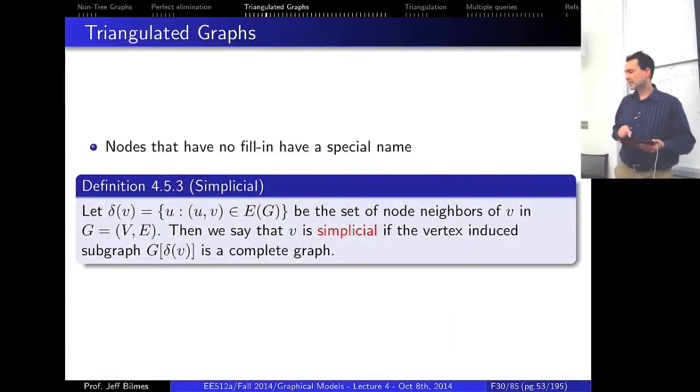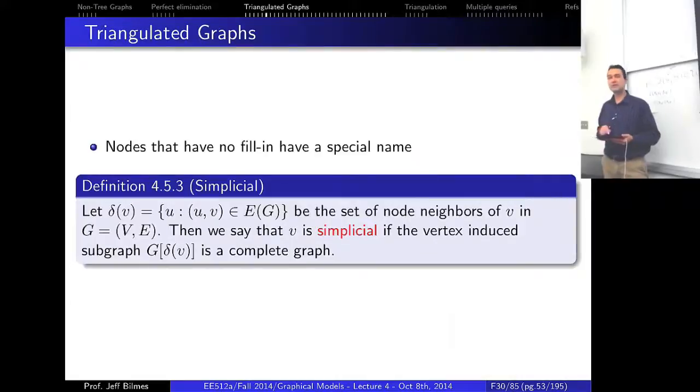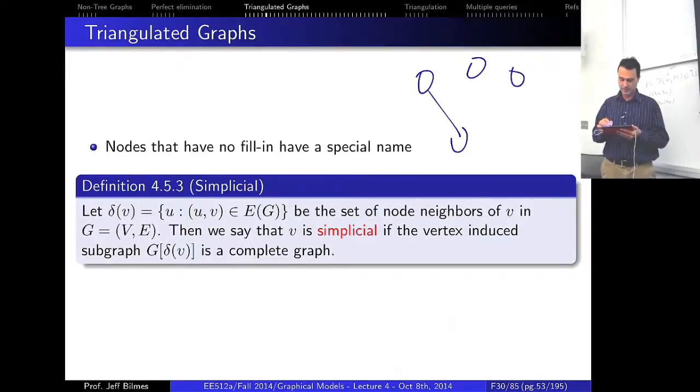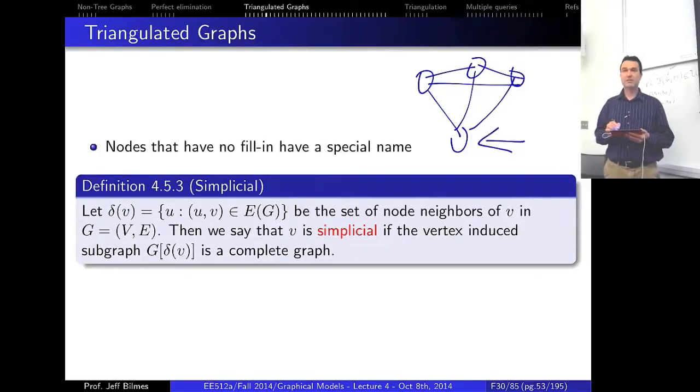So let's do a couple more definitions. There's a notion of a simplicial vertex in a graph. Basically, a vertex is simplicial if its set of neighbors is complete. So, for example, if this is the graph, then this guy is not simplicial. This guy is simplicial. But if we add these edges, then this one becomes simplicial because its neighbors are complete.